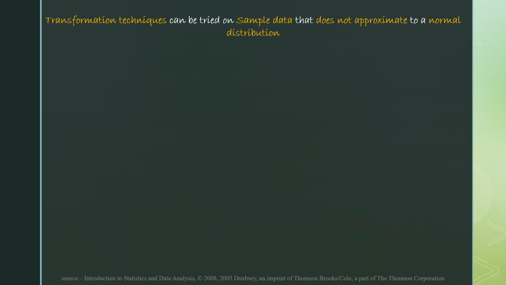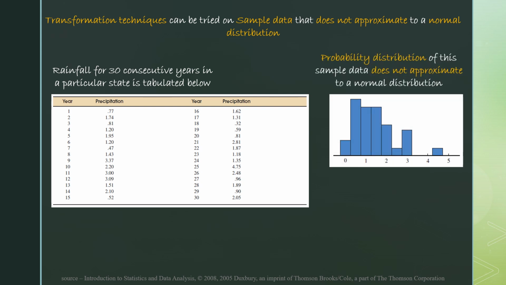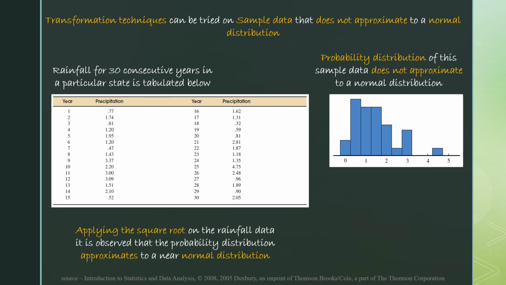Transformation techniques can be tried on sample data that does not approximate to a normal distribution. Rainfall data for 30 consecutive years in a particular state is tabulated below. The probability distribution of this sample data does not approximate to a normal distribution. However, applying the square root on the rainfall data, it is observed that the probability distribution approximates to a near normal distribution.